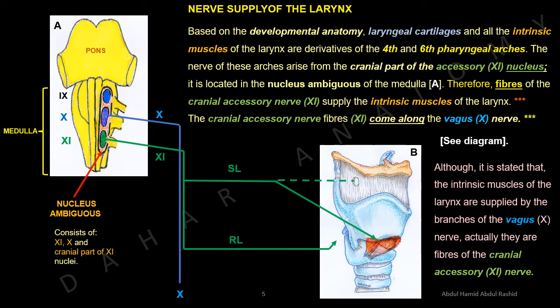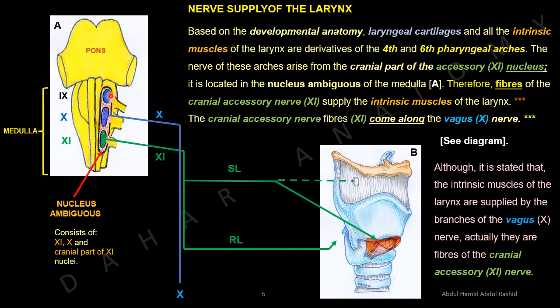Nerve supply of the larynx. Let's see two diagrams here, A and B. A is showing the lower part of the brainstem. This is the pons and this is the medulla. The medulla contains a huge nucleus called the nucleus ambiguus. In this nucleus, we have three nuclei.